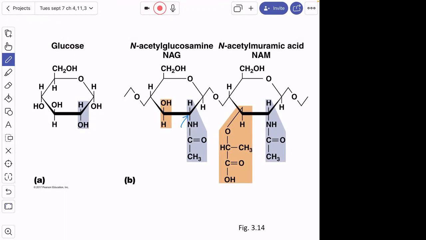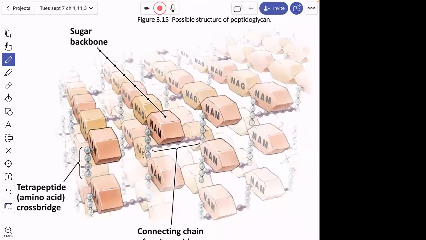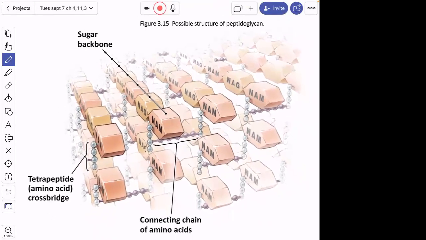And N-acetylmuramic acid is different in two different carbons there. Only difference that it is from NAG is this orange part. So again, both of them similar in structure to glucose. So hopefully that helps you remember that they're sugars. And we think that this is the way those amino acids and those sugars kind of line up.